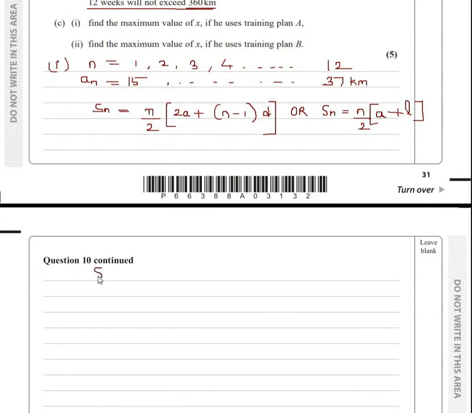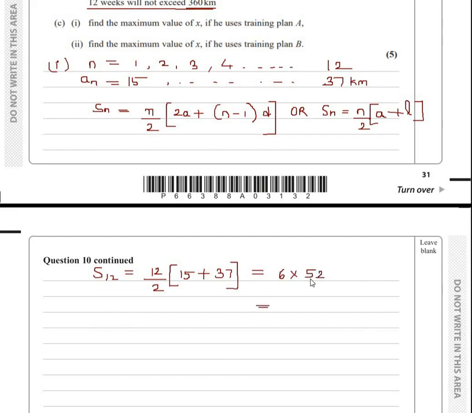So S12, for the 12 weeks, is how much he has run. So n is the 12 weeks, over 2. A is the first term of the sequence, 15, plus the last term of the sequence, 37. We add them together to get the total distance he has run. It becomes 6 times 15 plus 37, which is 312.